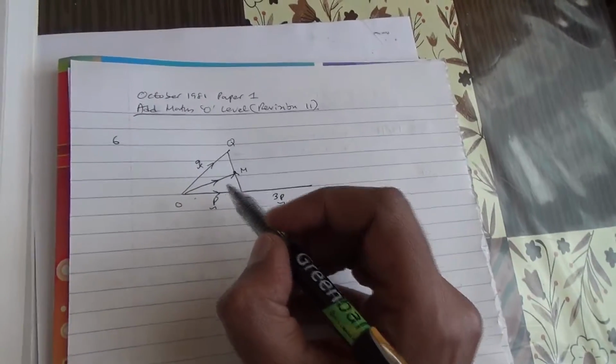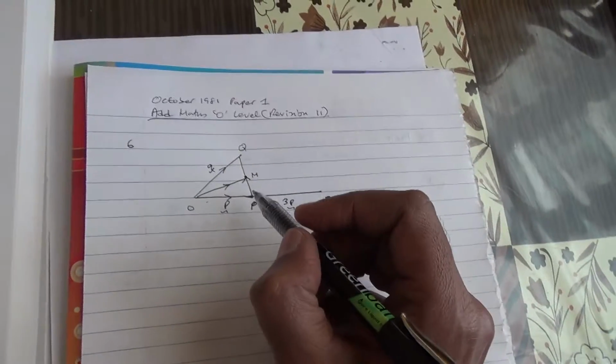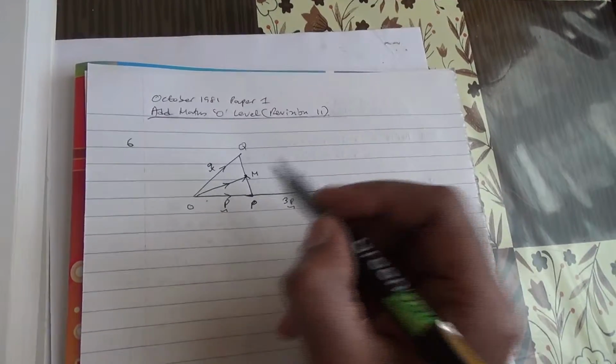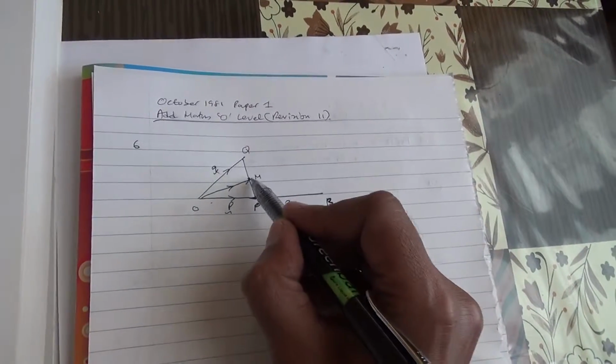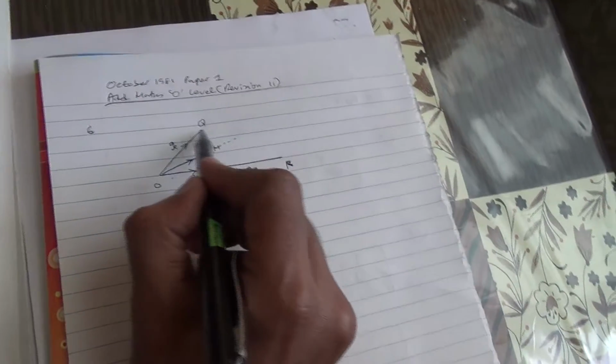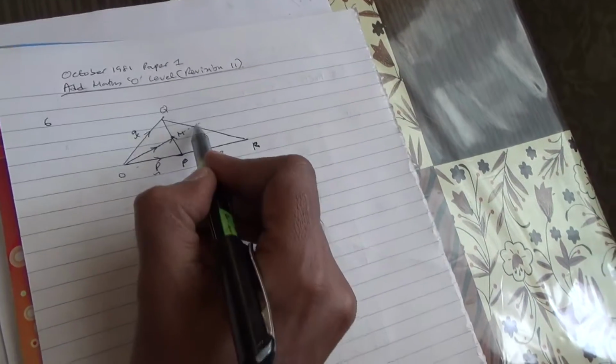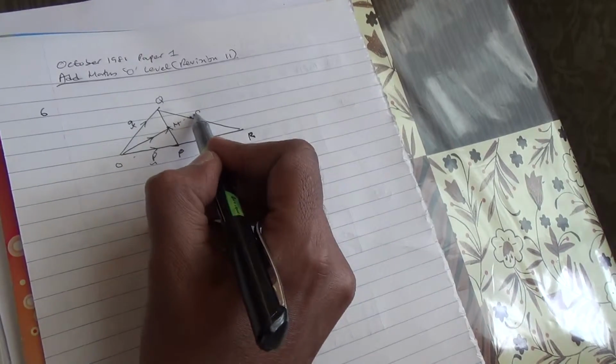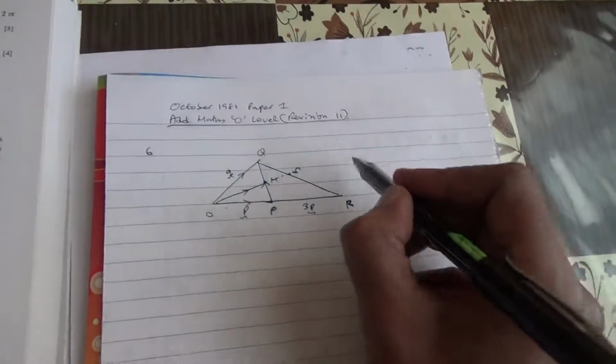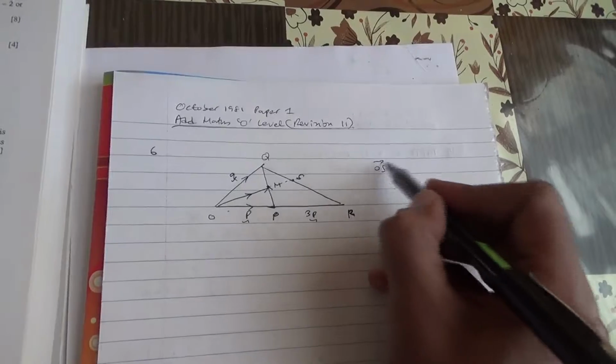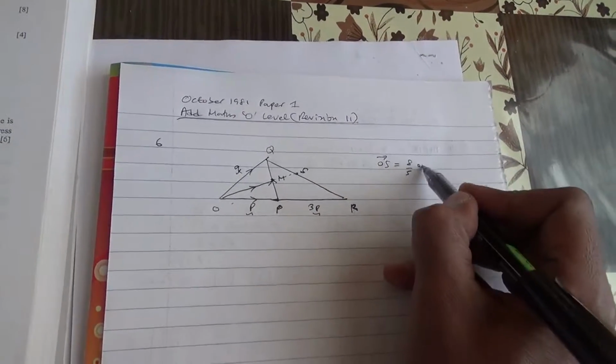Now, we need to express OS. What is OS? OS is 8 over 5 OM. So this is being produced. We don't know where S is going to lie. Perhaps somewhere on this line. Maybe this is going to be S. That's just a wild guess. So we got OS is equal to 8 over 5 OM.